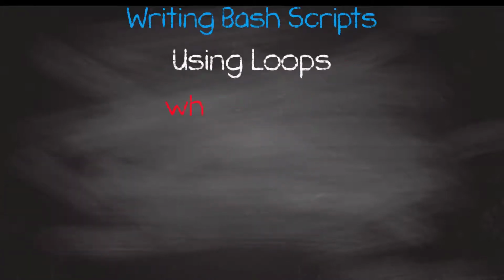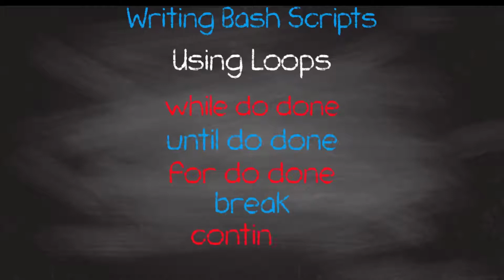We will be covering while do done, perform a set of commands while a test is true. Until do done, perform a set of commands until a test is true. For do done, perform a set of commands for each item in a list. Break, exit the currently running loop. Continue, stop this iteration of the loop and begin the next one.